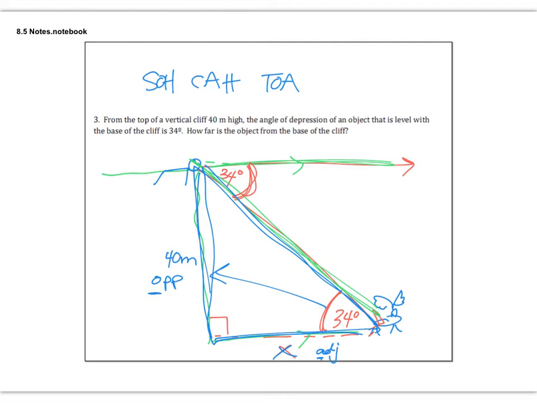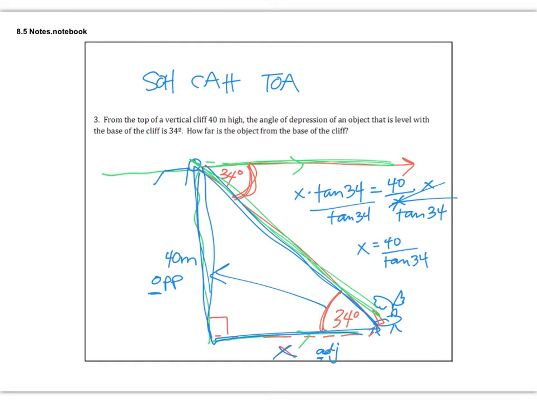I would choose tangent. So tangent of 34 equals opposite over adjacent. Whatever's on the bottom, you're going to multiply by that, so we multiply by X. And then we're going to have to divide by tangent 34. Whatever we do to one side, we do to the other. So we really have 40 divided by tangent 34. We type that into our calculator, and X turns out to be approximately 59.3, and it's meters. That's how far that object is from the base of the cliff.